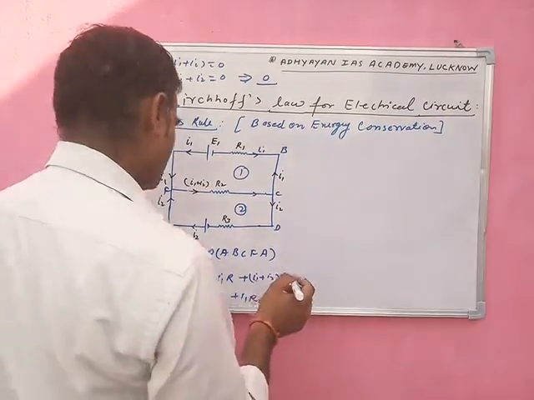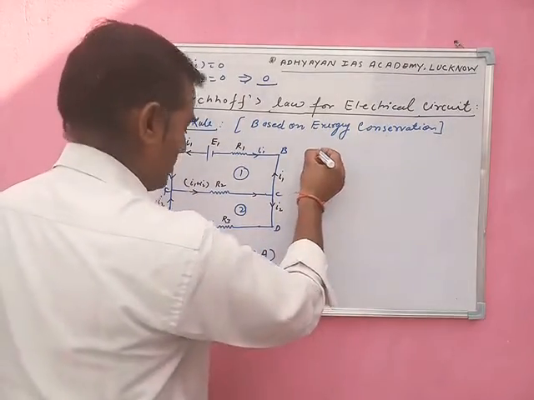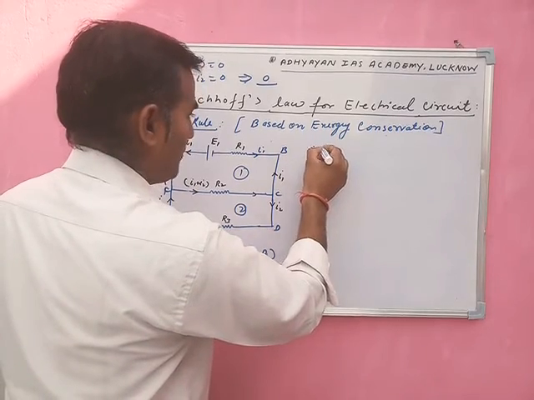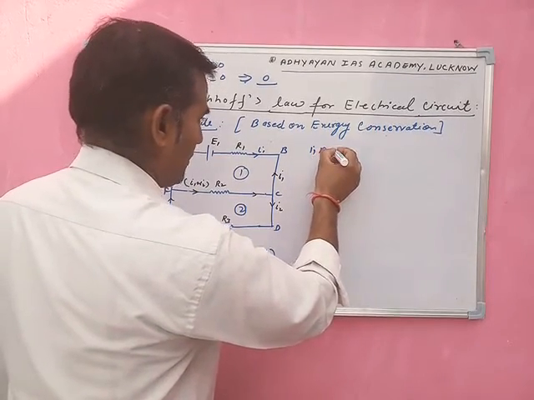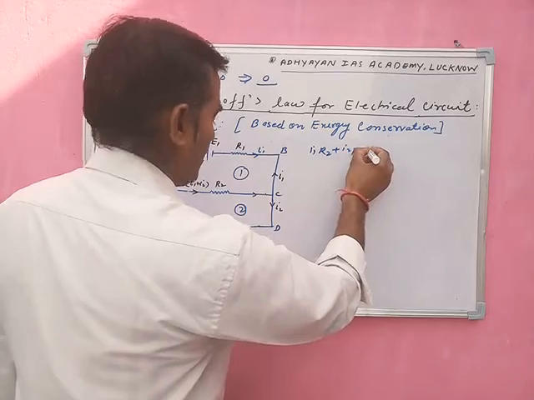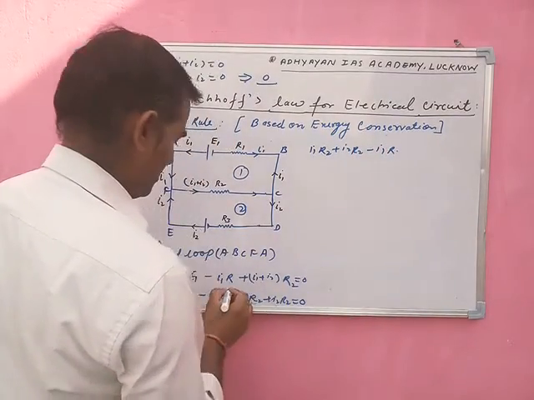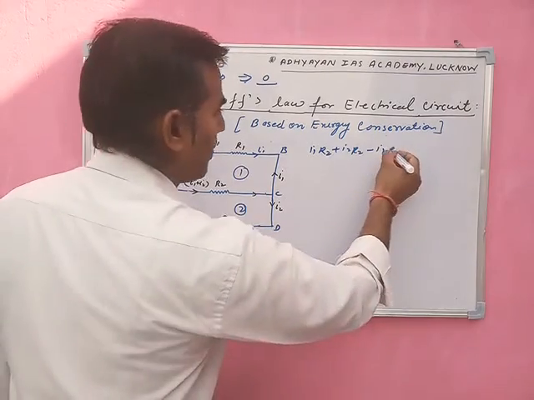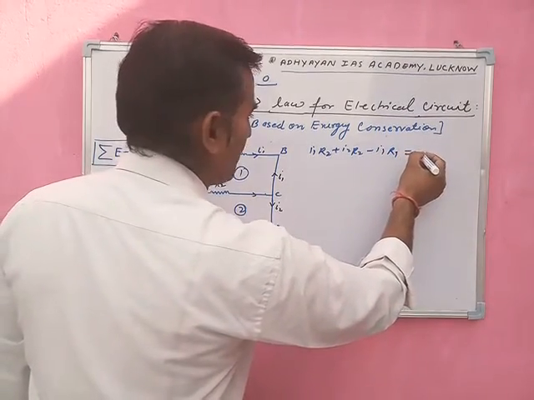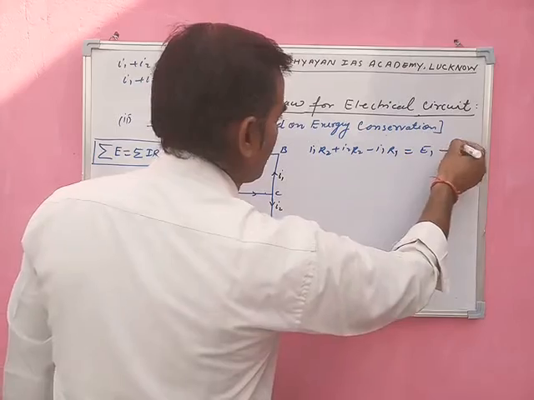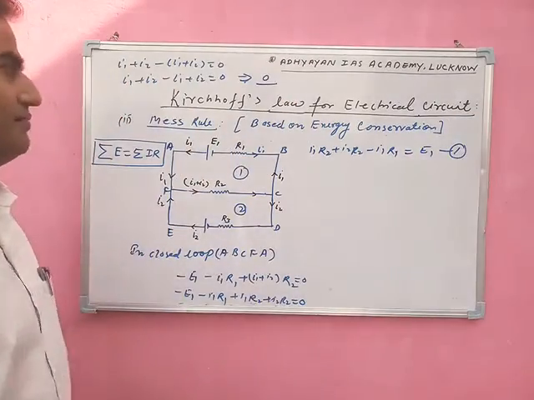So I1 R2 plus I2 R2 minus I1 R1 is equal to E1. This is your first equation.